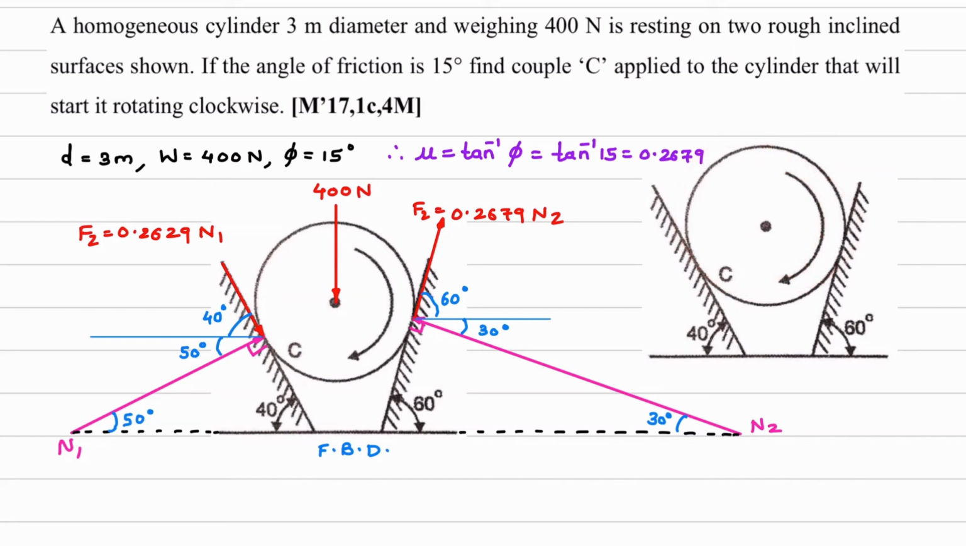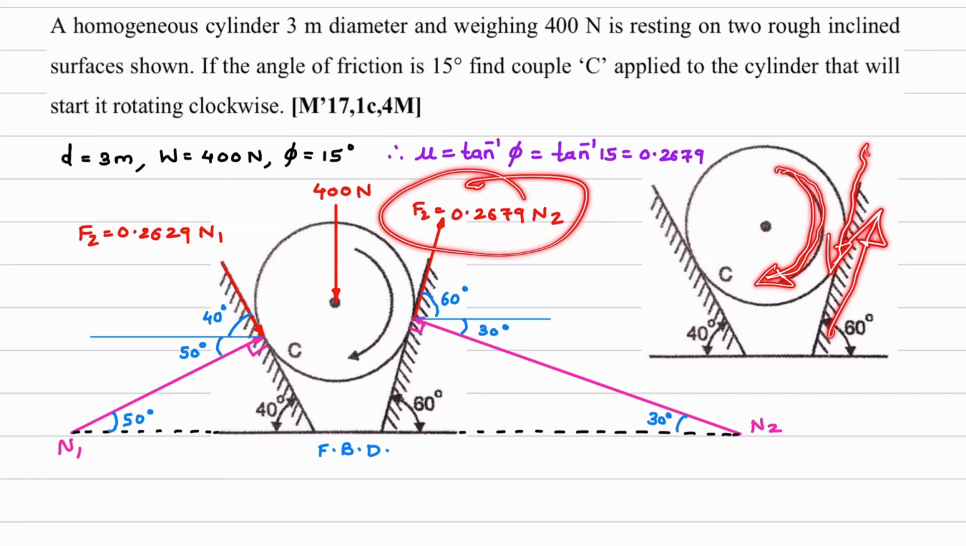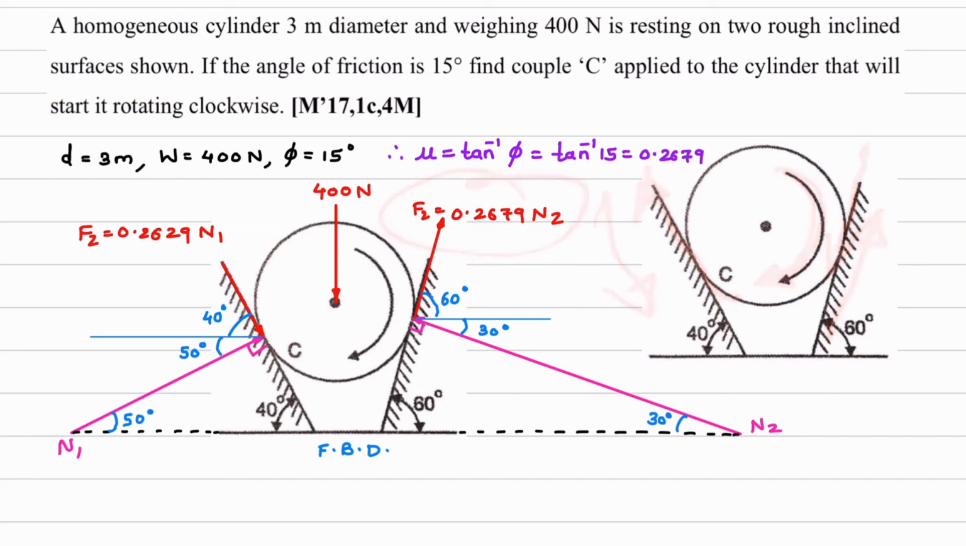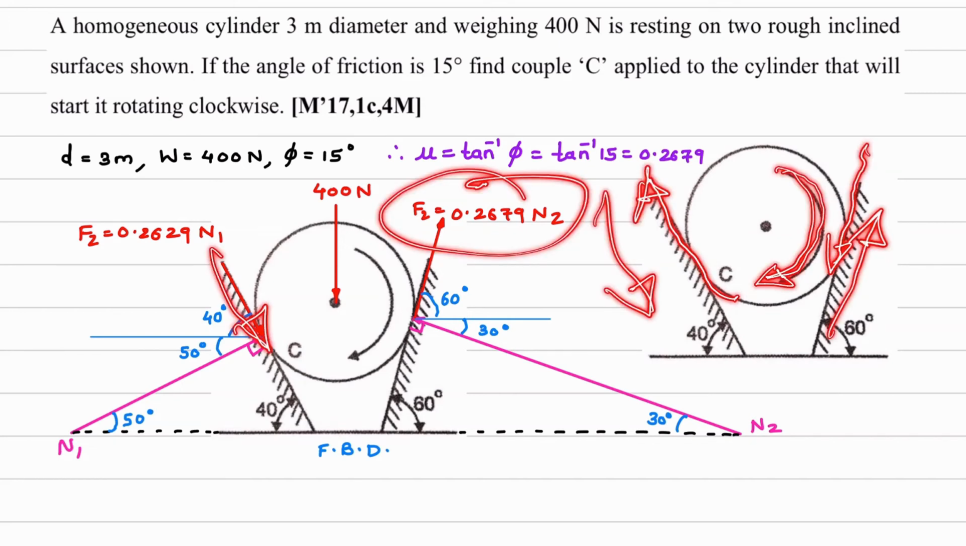Now here, since the cylinder's impending motion is clockwise, friction force we have to consider. How to consider that? See this, it is clockwise. So here the motion will be in the downward direction. So friction force is in the upward direction. So here you can see friction force is in the upward direction. Similarly, this is the direction of motion. So friction force will be downward. So here you can see friction force is downward.